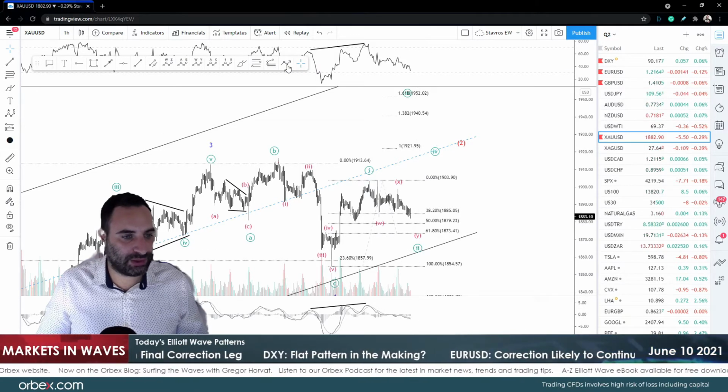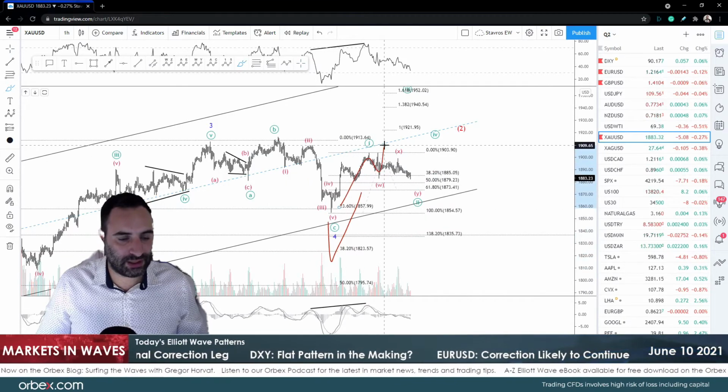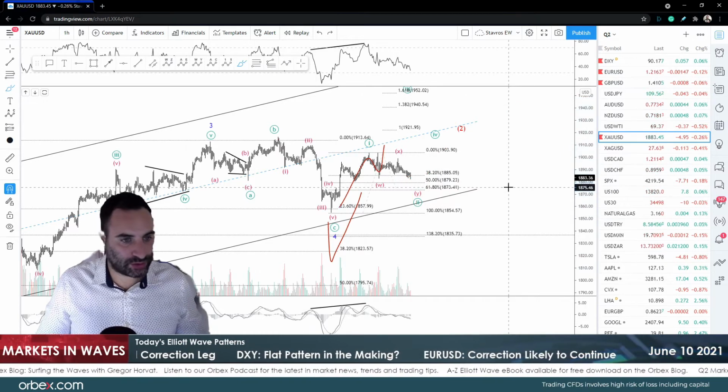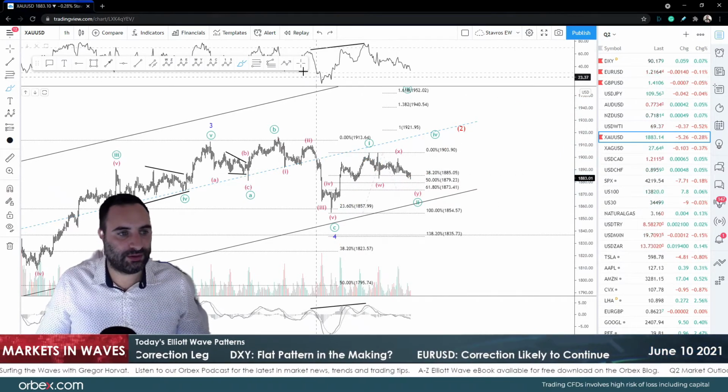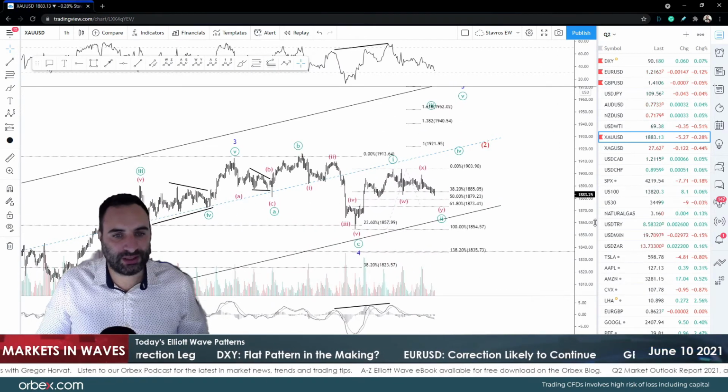It could simply be a case where it's going to be ABC, ABC, ABC, ABC, ABC, because we are expecting wave 5, right? Don't forget, after this correction. So it could be an ending diagonal.